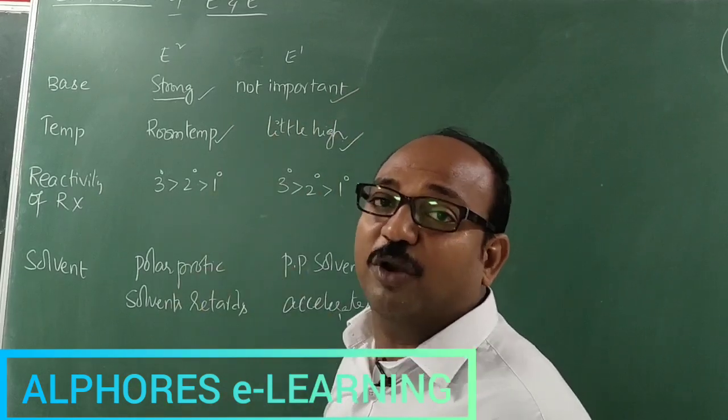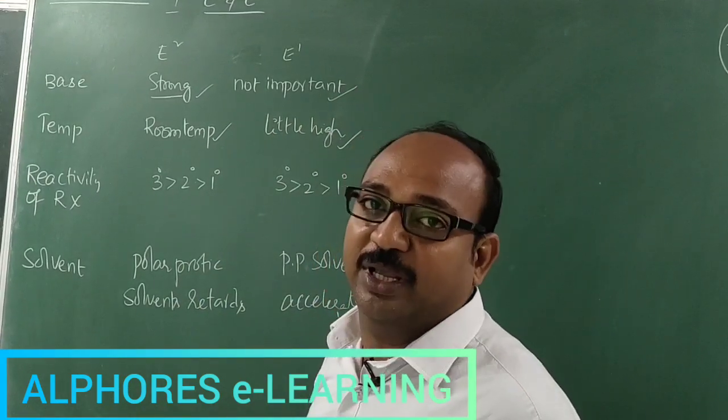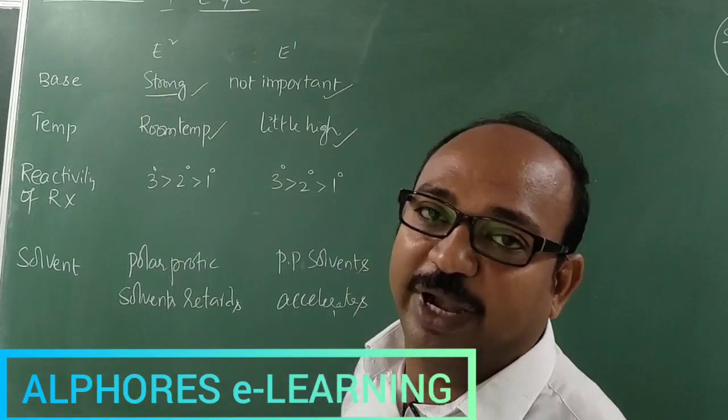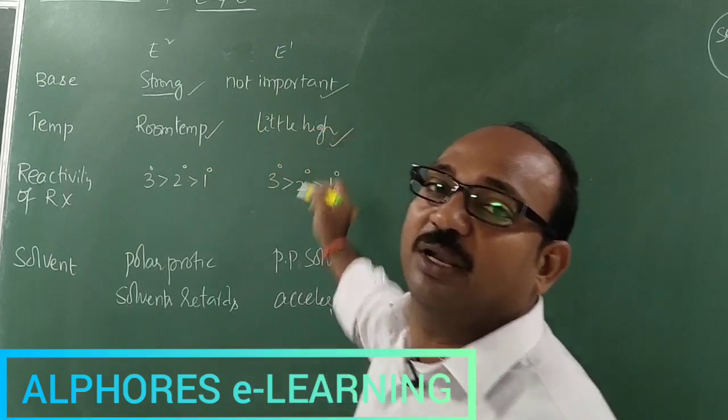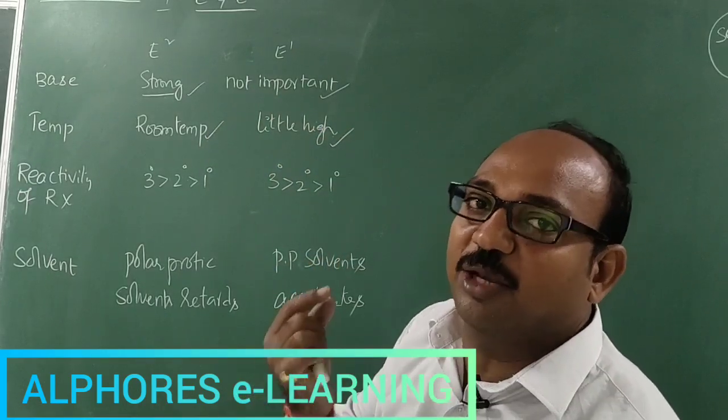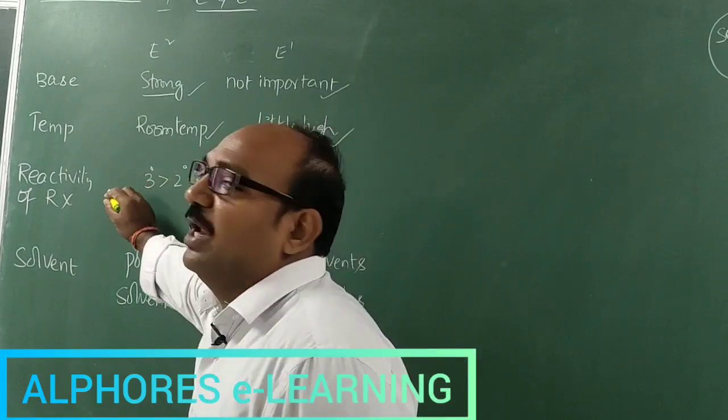And also after formation of carbocation, rearrangement takes place. For that again we need to provide a little bit of temperature. That's why, compared to E2, for E1 elimination we need to provide a little high temperature. And reactivity of alkyl halides.